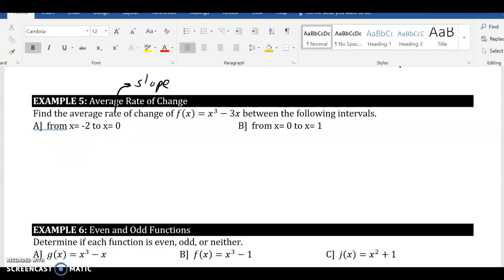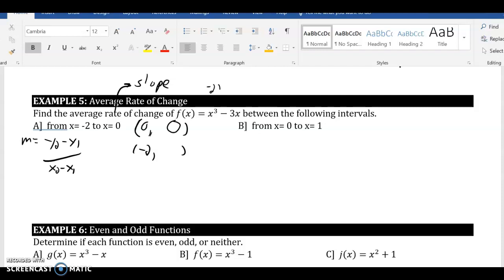In order to find slope, it's still y2 minus y1 over x2 minus x1. Well, we don't have any y values. We've got some x's, so we need to find them. Here we have 0, comma something, and -2, comma something. We need to find that something. So plug 0 into our function. If I plug in 0, I get 0. That's okay. Plug -2 into our function.